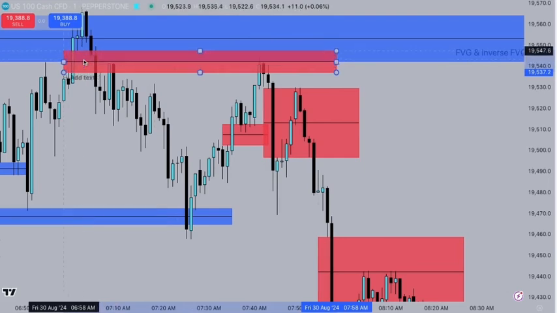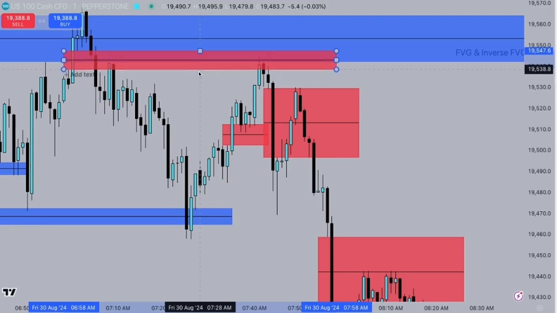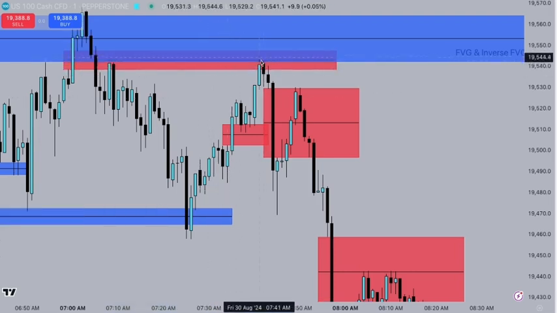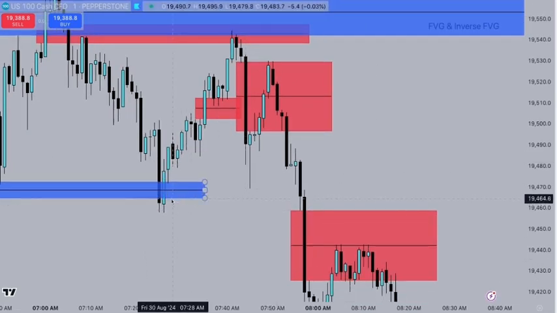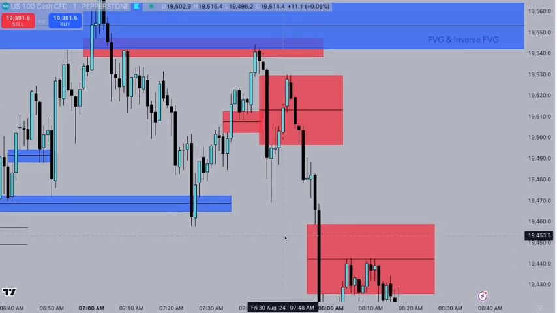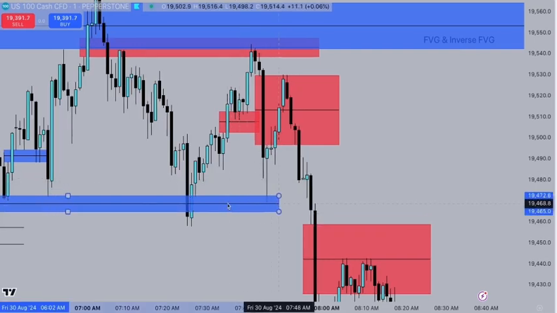this inverse fair value gap on the other side to get hit, because that would mean price is respecting that. So that would mean a continuation, because this got disrespected. And what do we know about fair value gaps or inverse fair value gaps getting disrespected is that if they're not respected, they obviously are not going to hit.